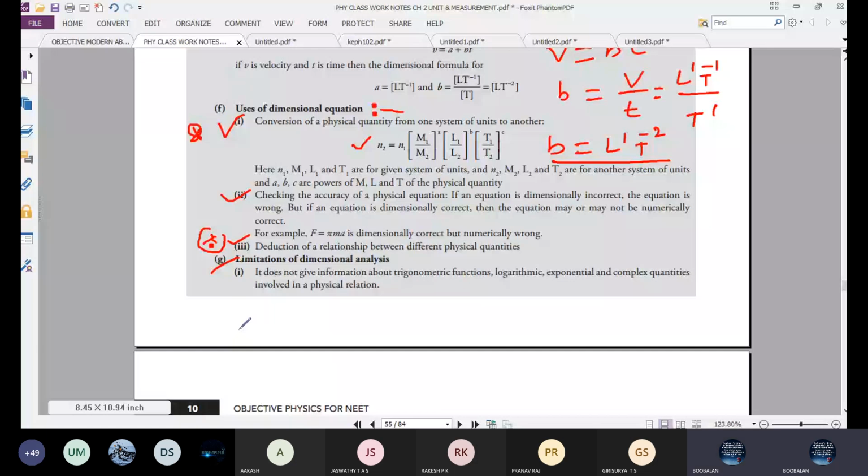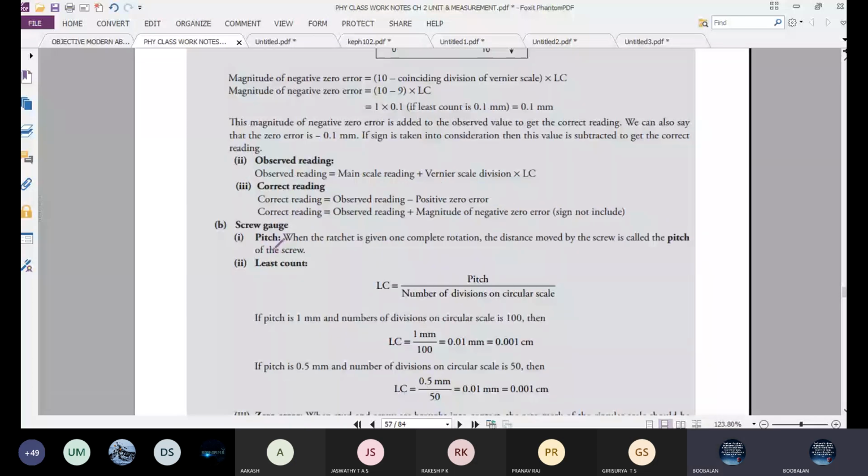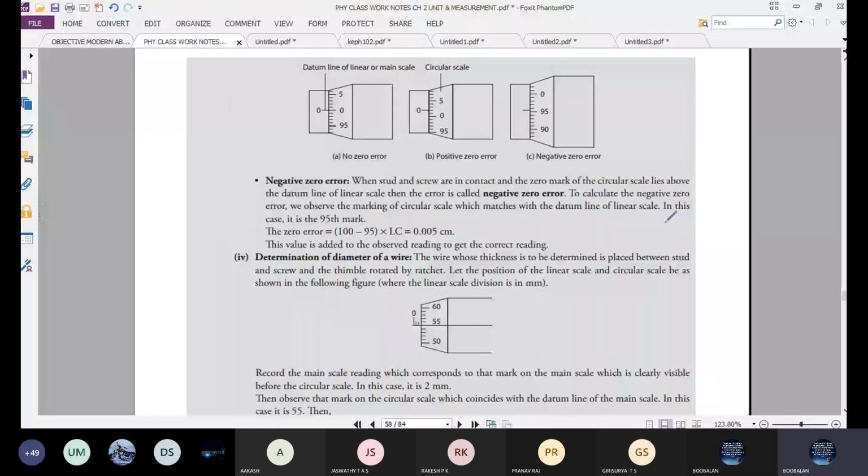Next, instrumental studies are there: the Vernier caliper, screw gauge. So this and all we'll discuss next class. It is based on practical knowledge. In the next class I will show you the practical video also. Okay, so don't miss it.